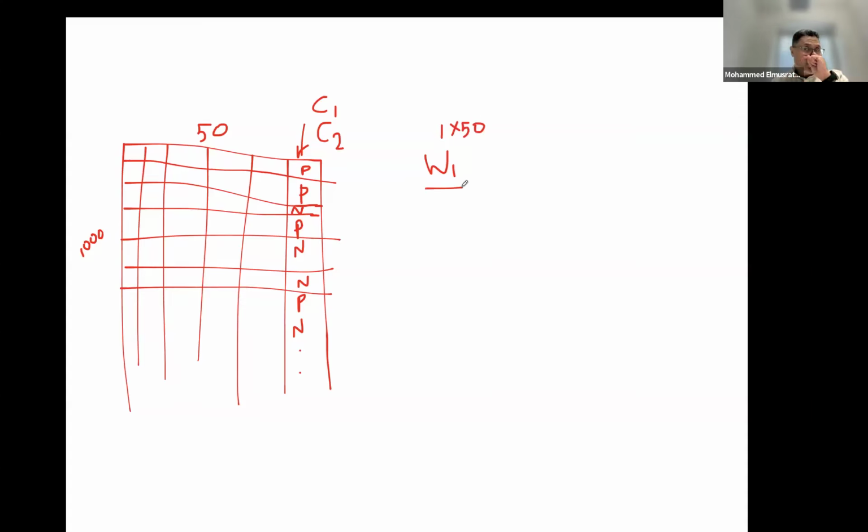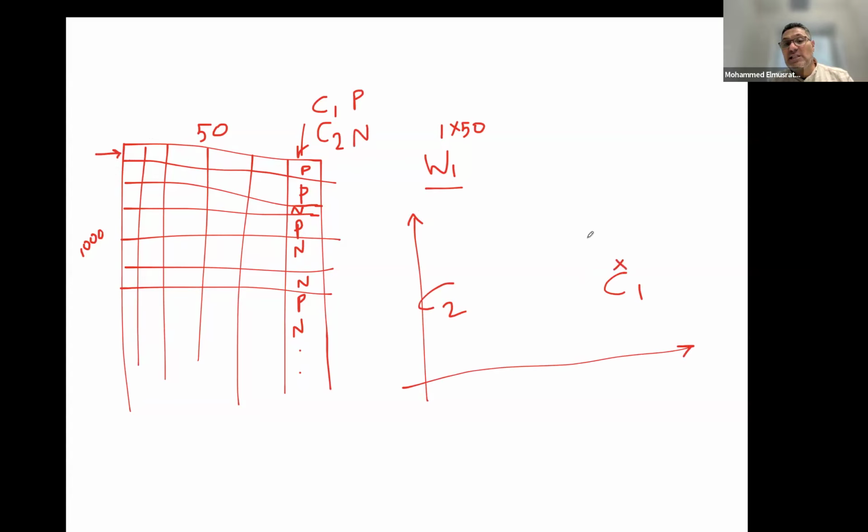How do I select W1? Because I have only two components, either C1 or C2, for example C1 is the positive, C2 is the negative. When I make the projection for the first one and for the second one, both positive, I want them to be as close as possible to each other, very close. What is the meaning of very close? How can we say it mathematically? It means minimizing the variance.